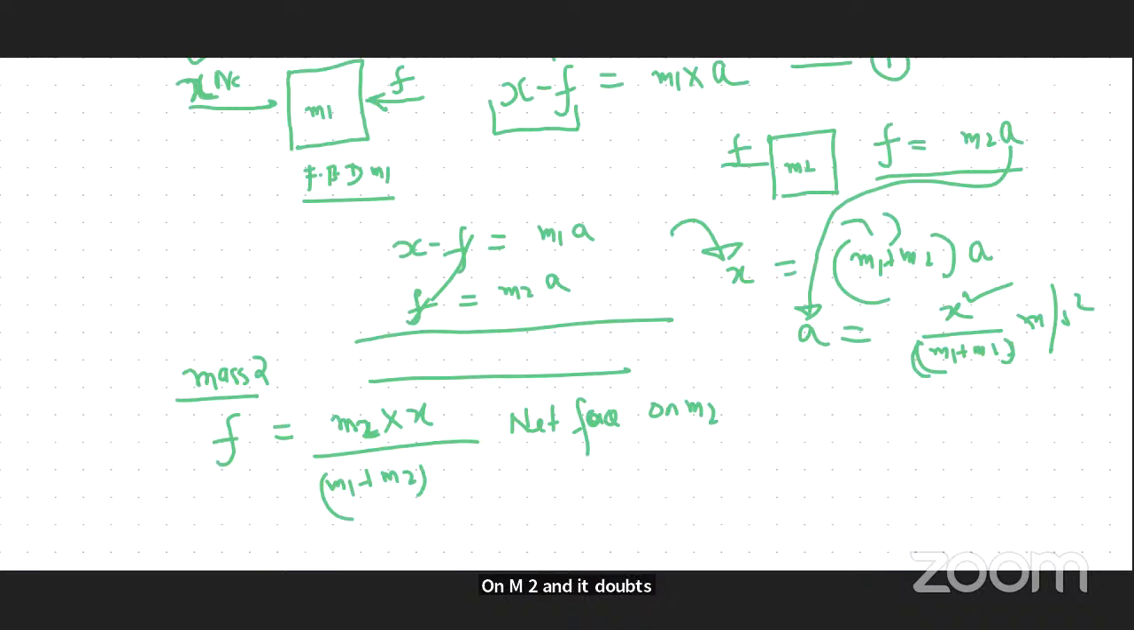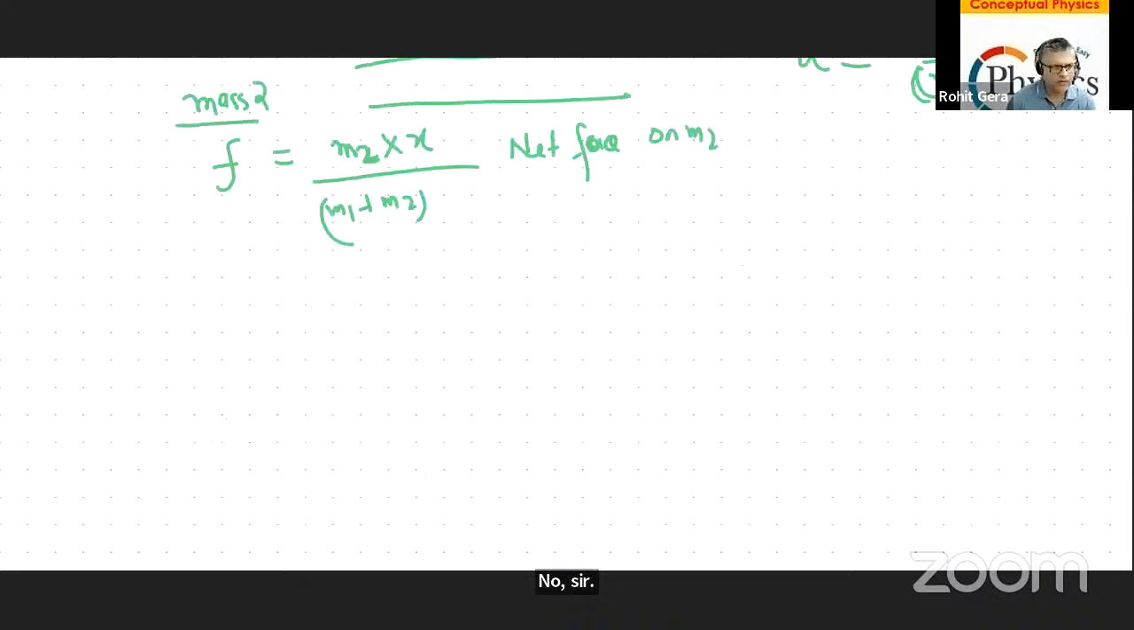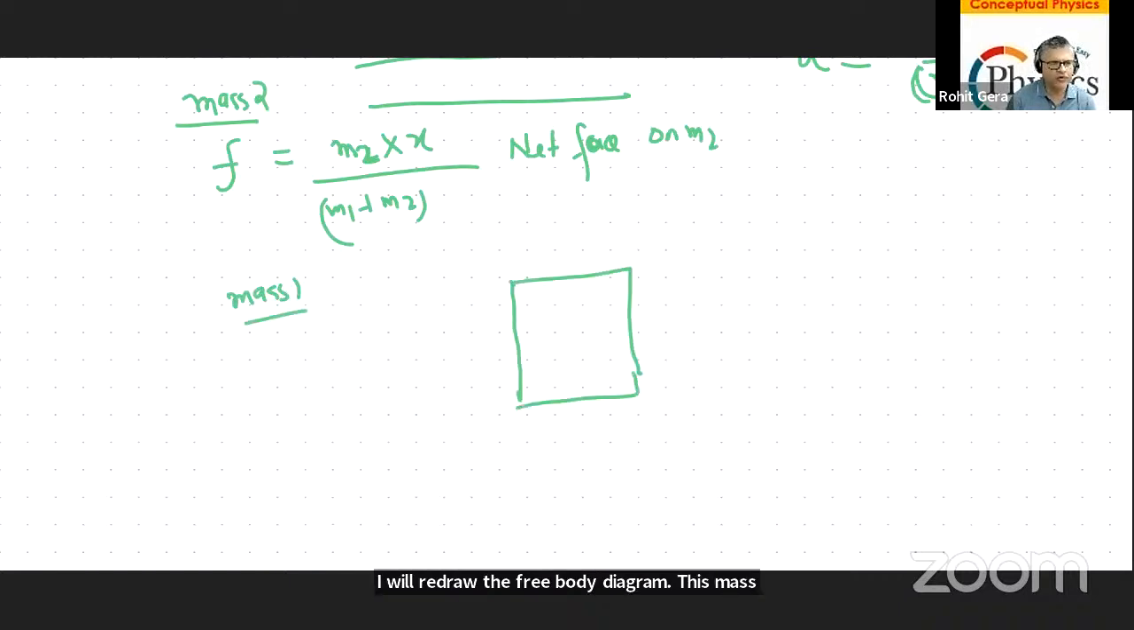Okay, let's go to mass 1. I will redraw the free body diagram. This mass had a force X, right? And then it had a reaction coming from the other mass, which was F. If I were to calculate the net force on this now, can I do X minus F?